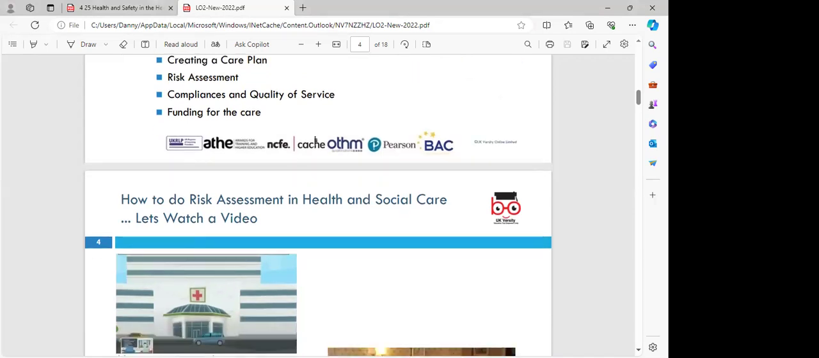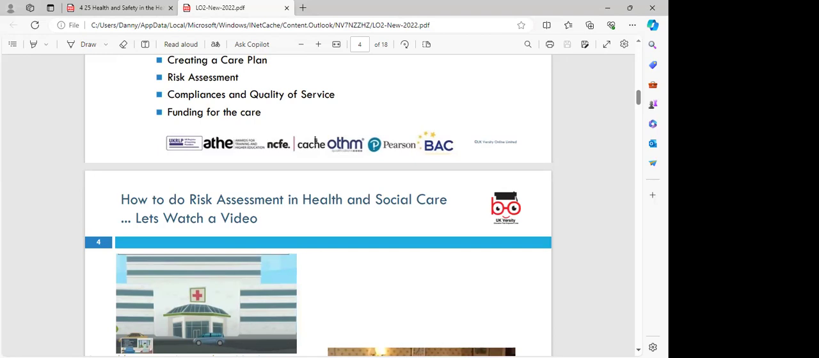Then you have the compliances and quality of services, and funding for the care. Of course, there are a lot of compliances that the care management organization should comply with, and the quality of care. It could be CQC compliances, it could be the health and safety management compliances, it could be food nutrient compliances and all that. Those are things that need to be adhered to and complied with.